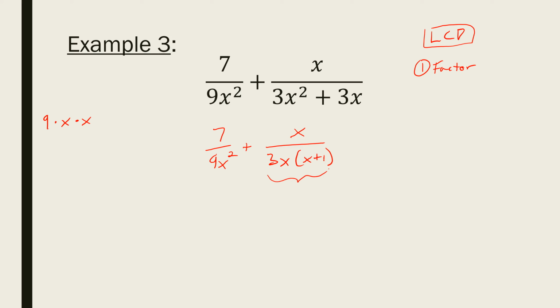This denominator has a 3 and an x, and it has this x plus 1 term. Now, in order to get the least common denominator, I really need to make sure that this denominator and this denominator have everything in common. And I can only really go up.